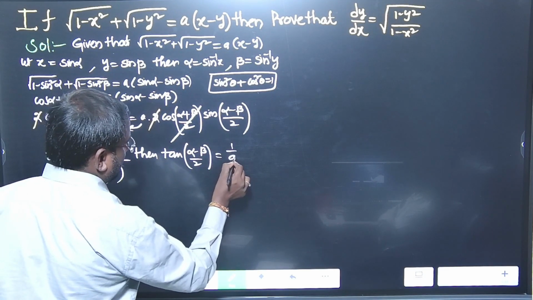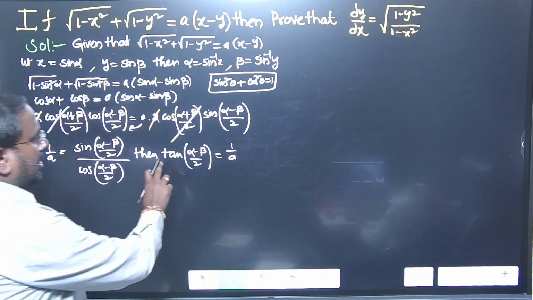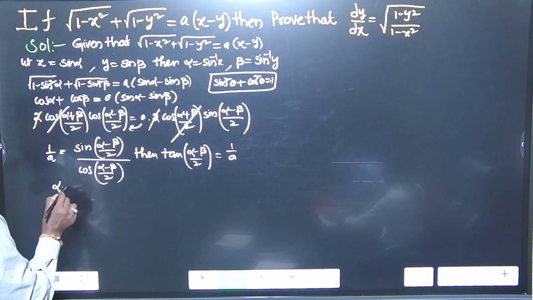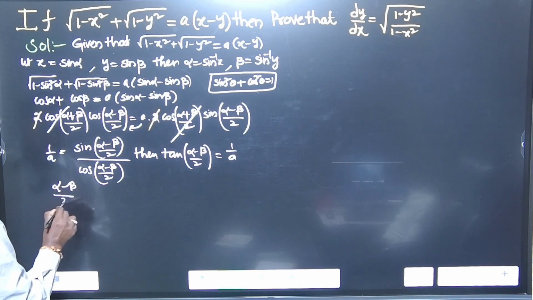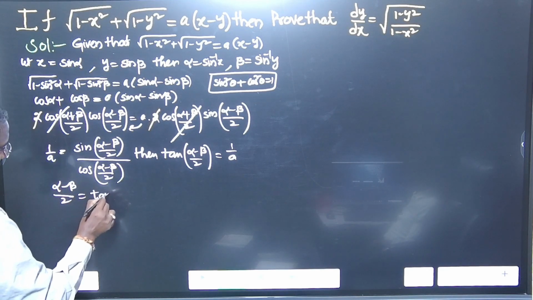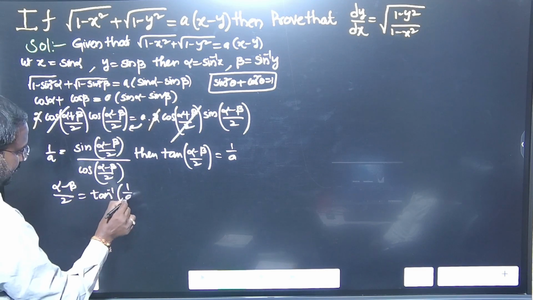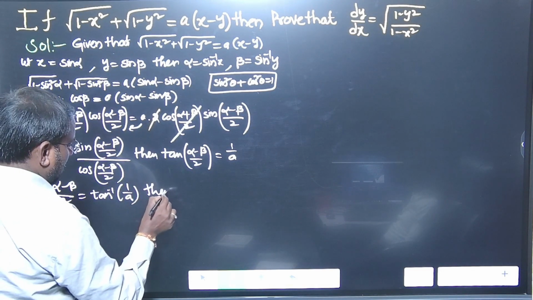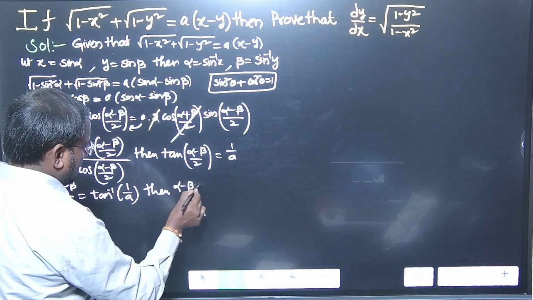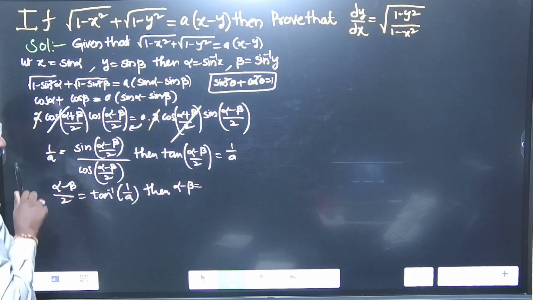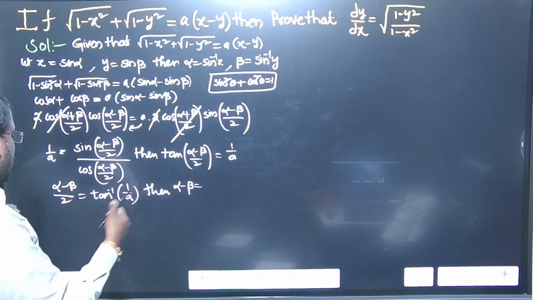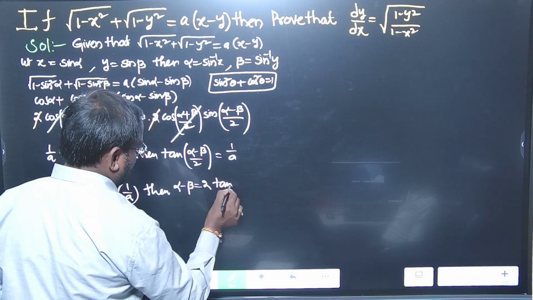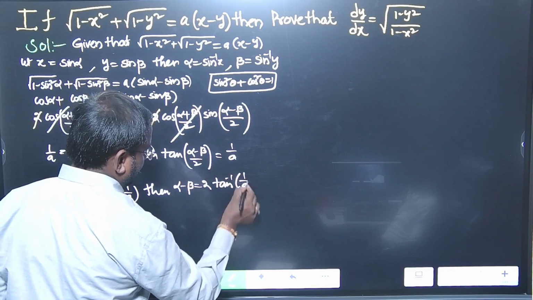1 by A, students. Now the trigonometric function tan takes to the other side, and we get the inverse function. Here, students, (alpha minus beta) by 2 is equal to tan inverse of 1 by A. Then we write here alpha minus beta is equal to 2; the dividing number takes to the right-hand side, where it becomes multiplying, that is 2 of tan inverse of 1 by A.